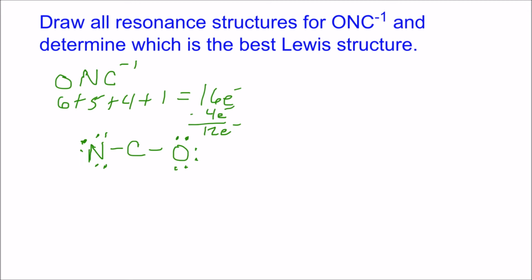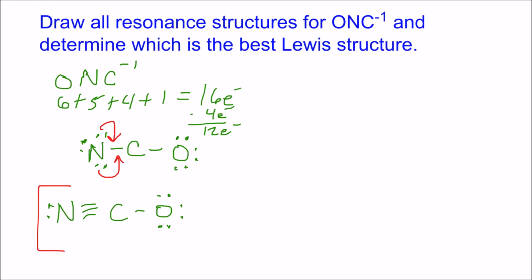Okay, so I'm going to take a pair of electrons and make a bond there. That's going to give me 2, 4, 6 around carbon. So let's take another pair and shift it so that we can get our 8 electrons. Alright, so we will end up with a molecule that looks like this. Okay, so that's our first Lewis structure.